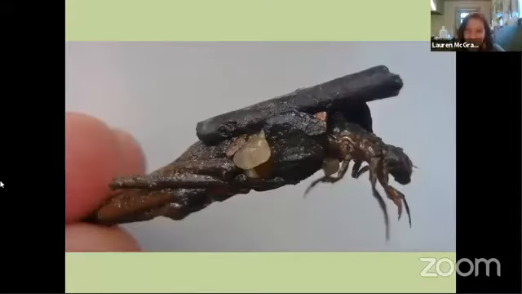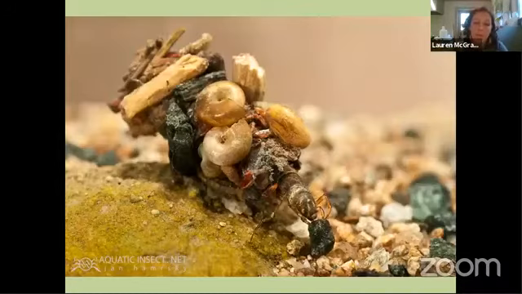So caddisflies are special because they spin silk. They're closely related to the Lepidoptera, which are butterflies and moths. And they use their silk to create cases. And they're really, really clever builders. So depending on the organism, they might use some leaves that they trim down to size or branches. This insect tends to just make a hodgepodge of whatever he finds. It looks like sticks and snail shells. And they build these houses that keep them safe and camouflage them.